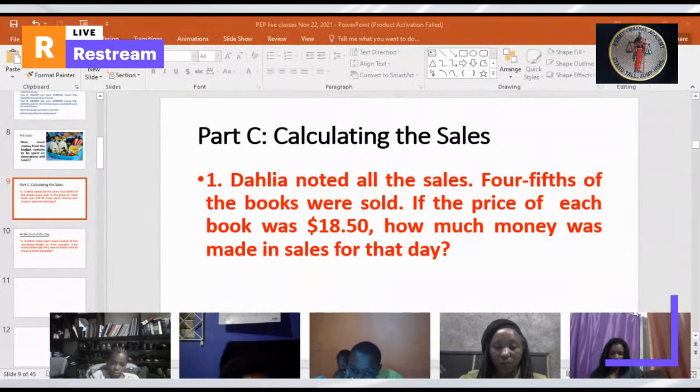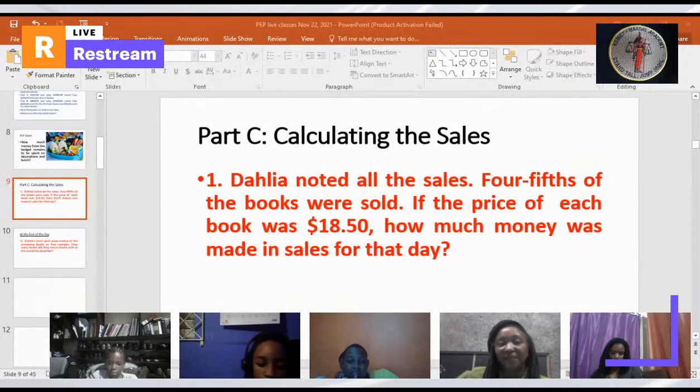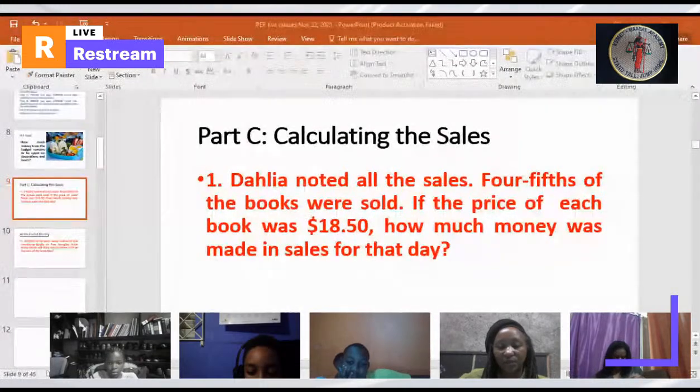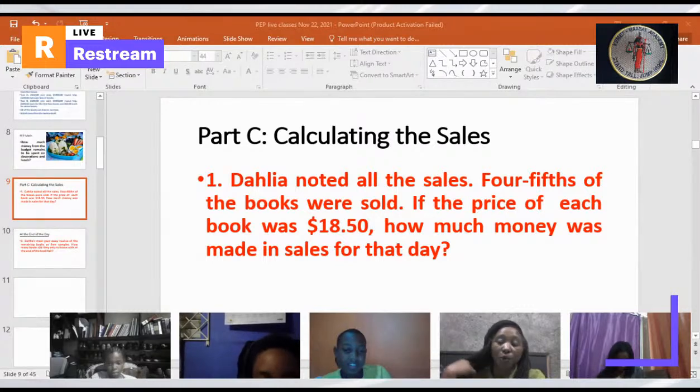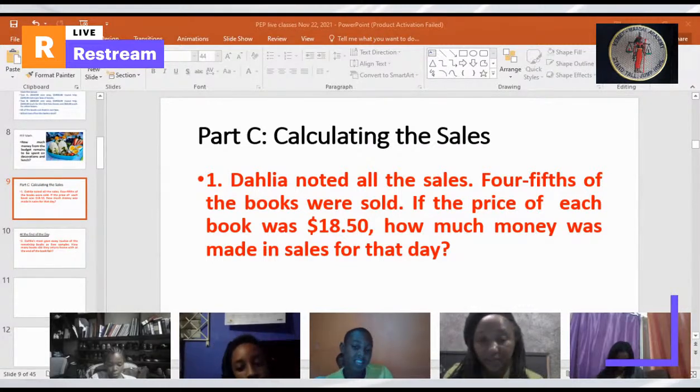Okay. Then we reduce. So we can use the 5 to reduce the 250. 5 goes into 250 50 times. And then we multiply the 4 by the 50. That's how we get the 200. So 200 books were sold then.